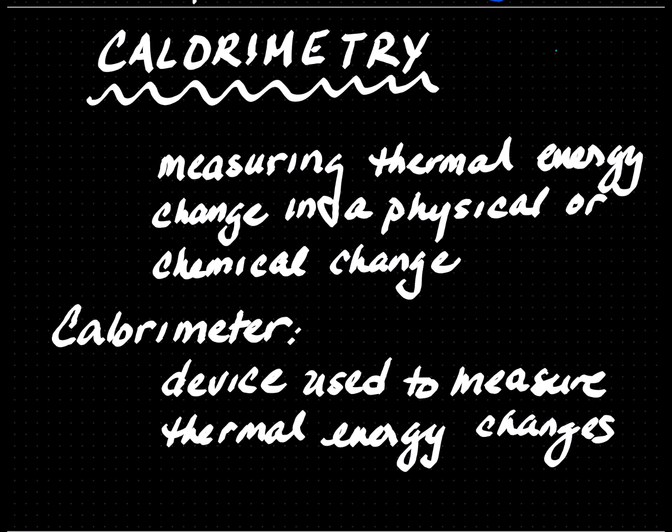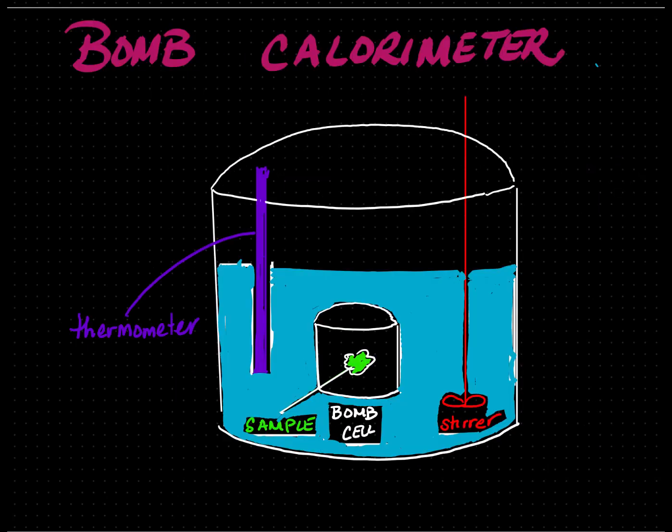To measure the heat transfer, we use something called a calorimeter, a device used to measure thermal energy. In high school, our calorimeters are made cheaply from a styrofoam cup, but real scientists use something called a bomb calorimeter. Inside the bomb calorimeter, there's something called a bomb shell. The bomb shell contains the sample that needs to be tested. Surrounding the bomb shell is a known amount of water, a thermometer, and a stirrer.